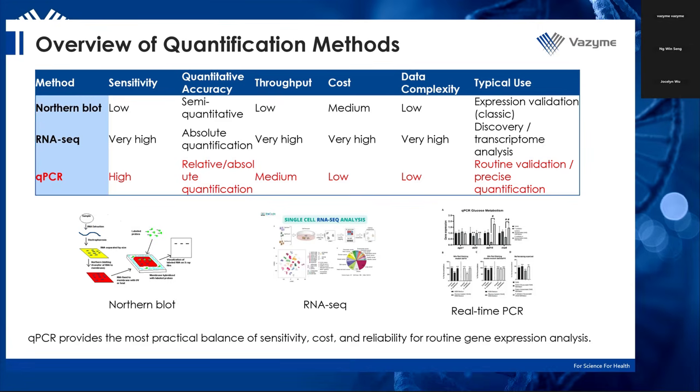Sorry, you can do 8 samples maybe because you need to do the replicates, right? So it's considered medium throughput.